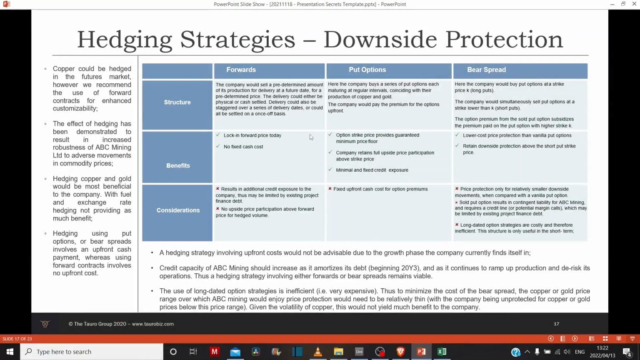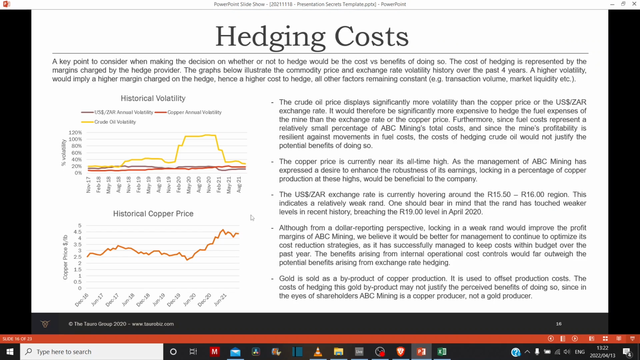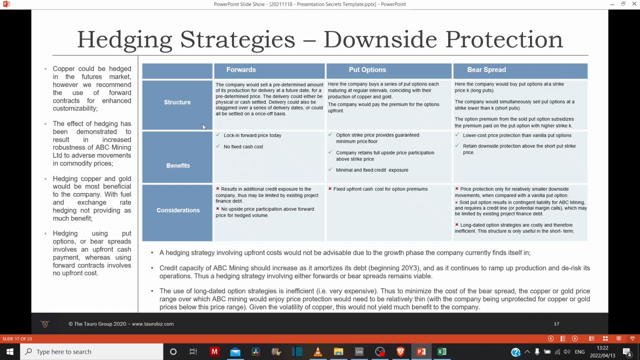So I'm just going to pause this for the sake of the course. When you're proposing solutions to the client, you don't necessarily just want to present them at a superficial level. So what I've done here is the solution is to hedge copper, and I've illustrated why that is the solution. But I've also given the client numerous options as to how that can take place.